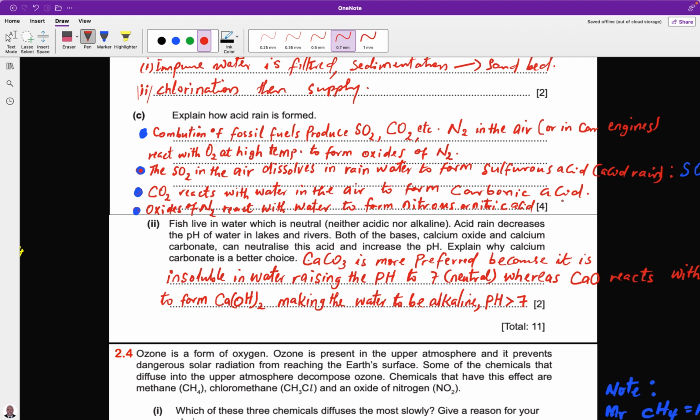So there are three different types of acid rain. Sulfurous acid formed from sulfur dioxide and the rainwater in the air. Carbonic acid formed from carbon dioxide and the rainwater in the air. Nitrous or nitric acid formed from oxides of nitrogen reacting with rainwater in the air. So these three different types of oxides are how acid rain is formed. The number of marks will determine the nature of your answer.